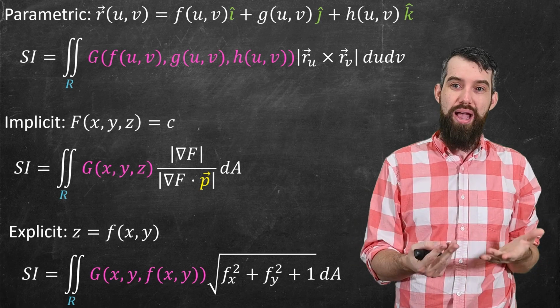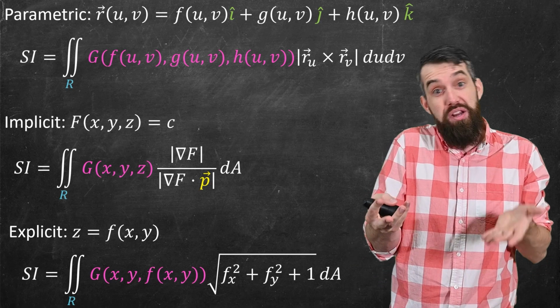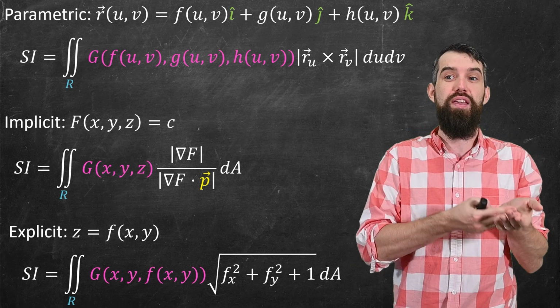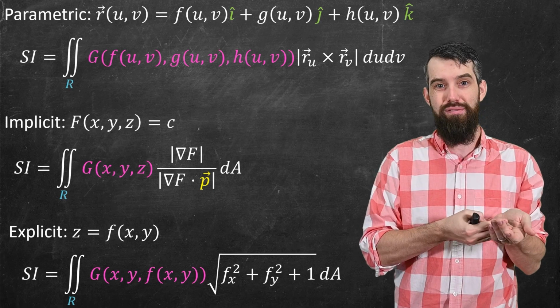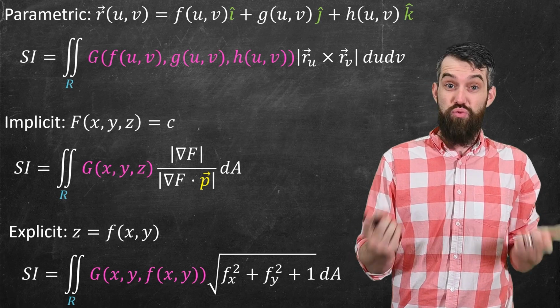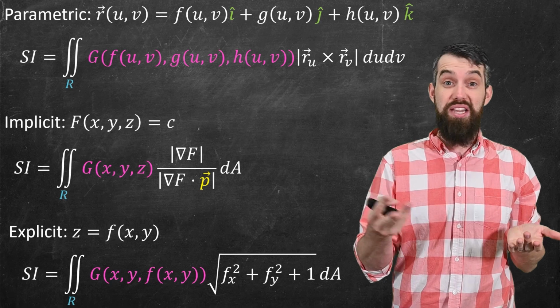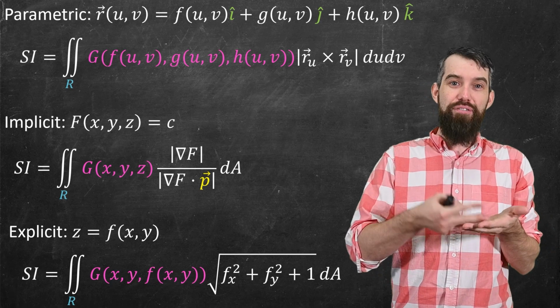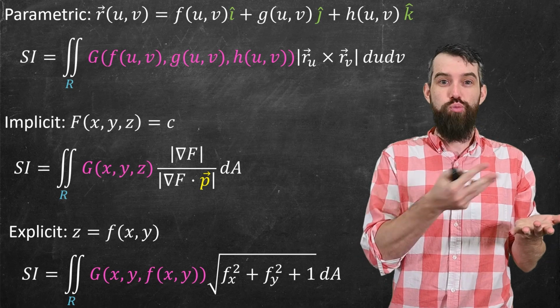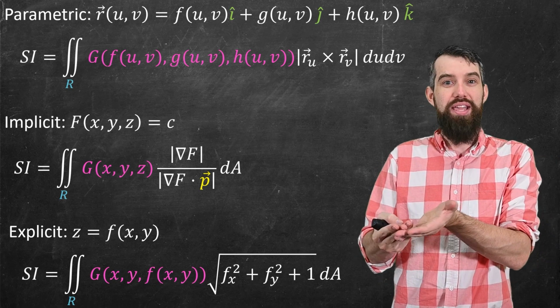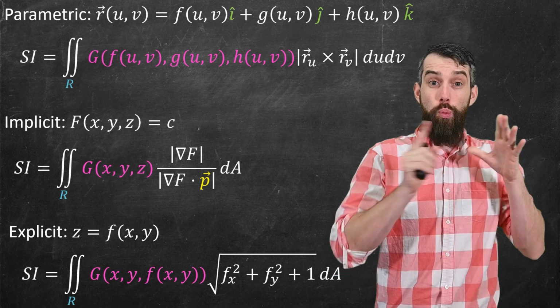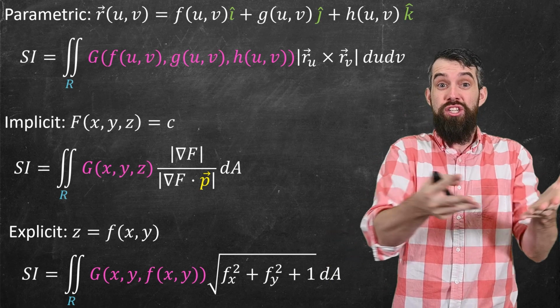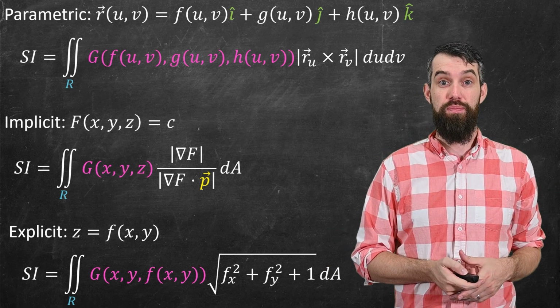So when it's done parametrically, the 3 different components are written in terms of the parameters: f of u and v, g of u and v, and h of u and v. When it's implicit, you can just write it in terms of g of x, y, and z, as we had before, that's fine. And when it's explicit, well, since the z is f of x, y, I'll write g as x, y, and f of x, y in for the 3rd component. Regardless, it's just putting a g into each of these different places.